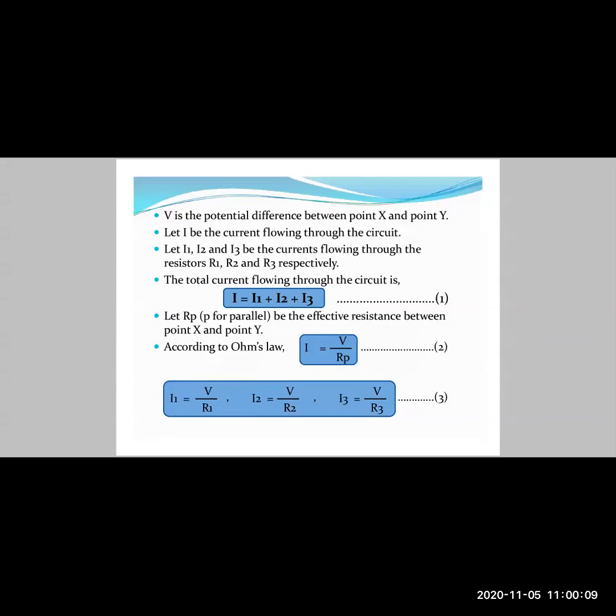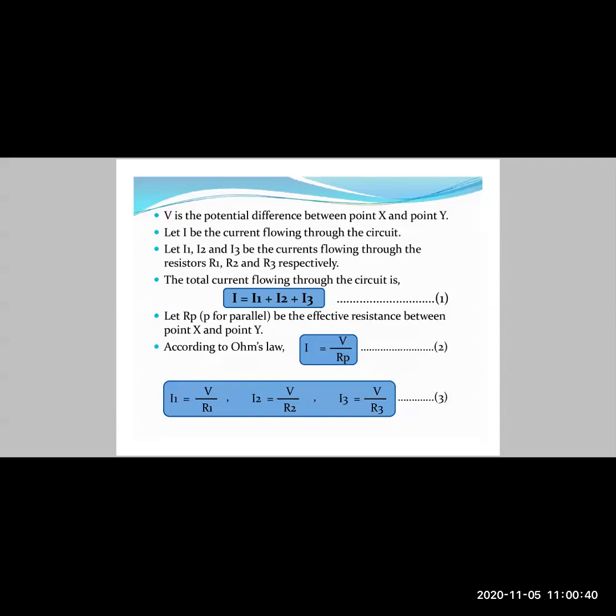Now, if we also apply Ohm's law for all the 3 resistors, what will we get? The current flowing through resistor R1, I1, will be equal to V by R1, because the voltage remains constant across the 3 resistors. So I1 equals V by R1. Then similarly, I2 equals V by R2, and likewise, I3 equals V by R3. Now let us assume this being equation number 3.